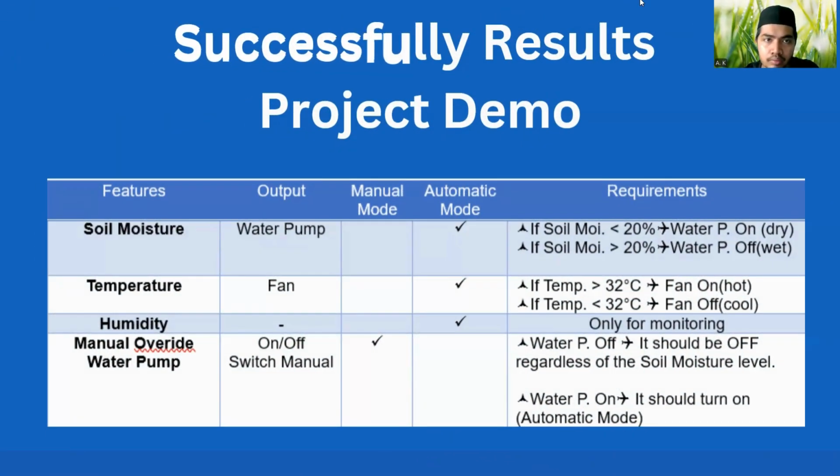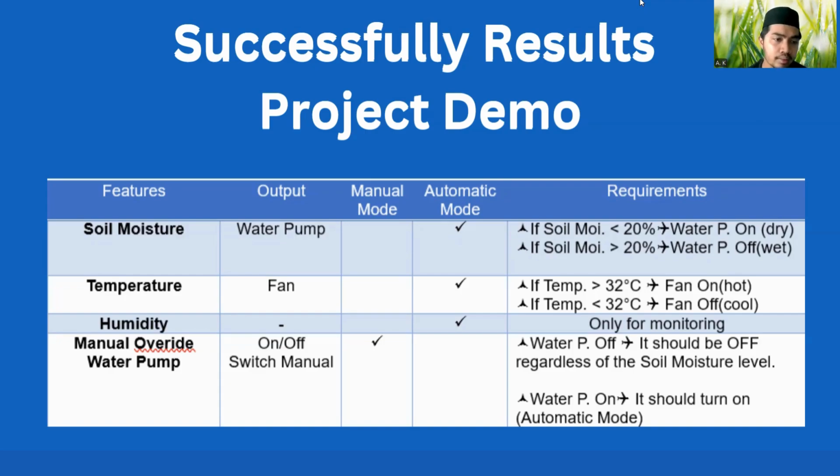So I will present the successful results of our project demonstration. There are 4 features for our group project. The first one is soil moisture, which is linked to the water pump. We put it in auto mode, and the requirement is if soil moisture is greater than 20%, the water pump will be turned off, which is wet. If the soil moisture is less than 20%, the water pump will be turned on, which is dry.